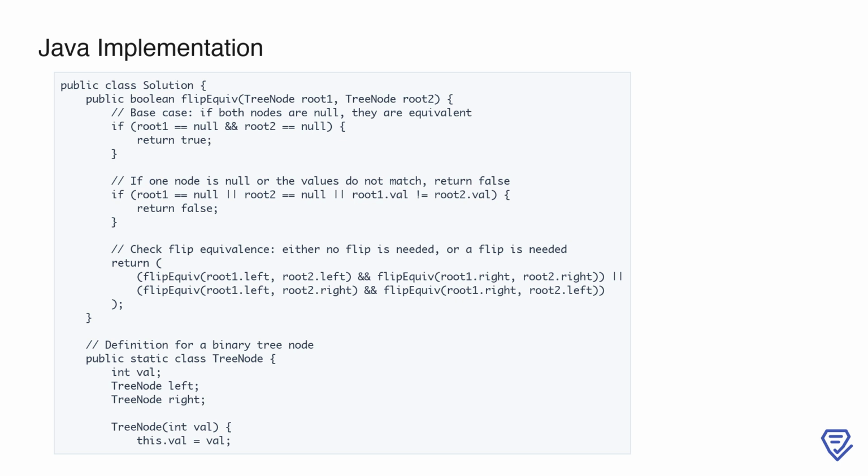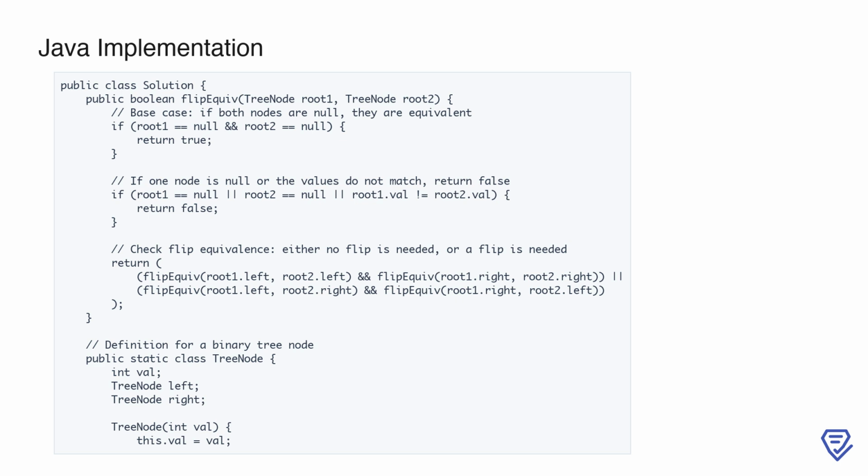Finally, we evaluate the core condition for flip equivalence. There are two possibilities to consider: either the left and right subtrees align without flipping, or they align by flipping the left and right subtrees. To check both scenarios, we recursively call flipEquiv for the corresponding child nodes and combine the results using a logical OR operator.